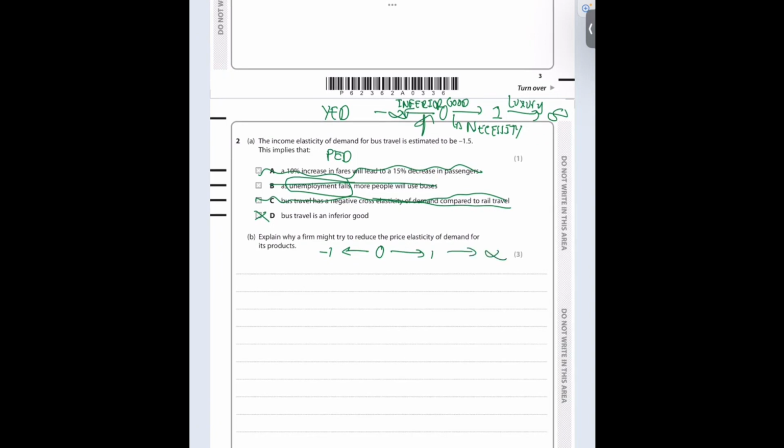Explain why a firm might try to reduce the price elasticity for its products. The whole idea behind this question is basically, again, if I explain to you using this kind of scale, where you've got infinity on both ends. Anything between -1 and 1 would be considered inelastic, and anything beyond 1 and below -1 is considered elastic.